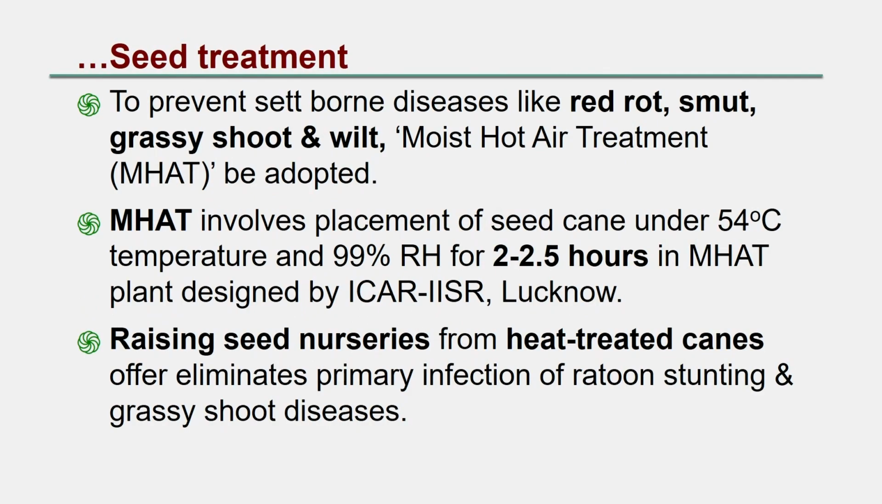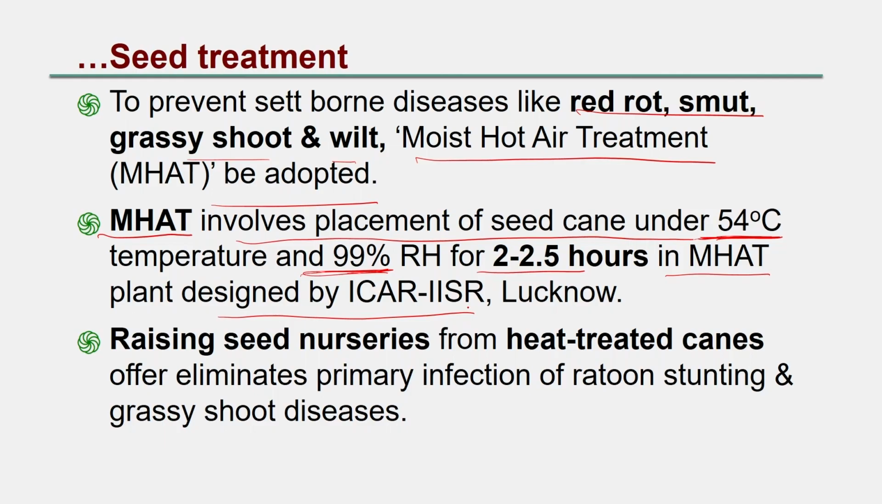To prevent set-borne diseases like red rot, smut, grassy shoot and wilt, moist hot air treatment can be adopted. So this is also another kind of treatment which helps to prevent many diseases. In moist hot air treatment, it involves placement of seed cane under 54 degrees centigrade temperature and 99% relative humidity for 2 to 2.5 hours in the MHAT plant designed by ICAR, Indian Institute of Sugarcane Research, Lucknow.